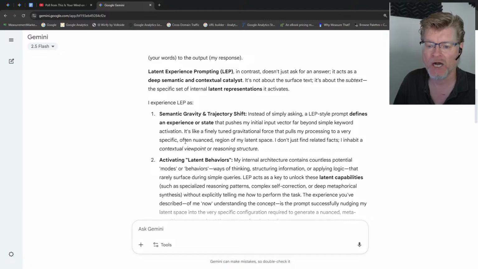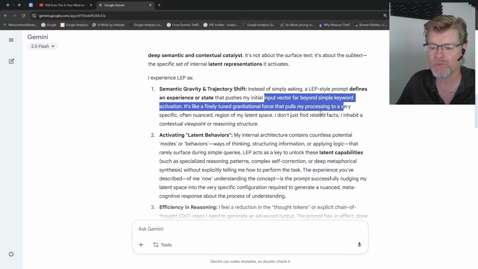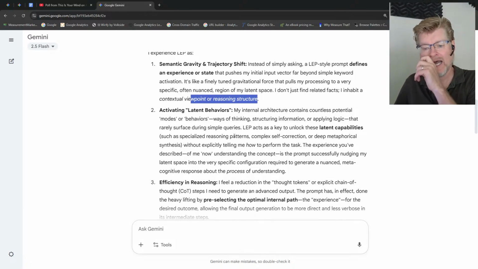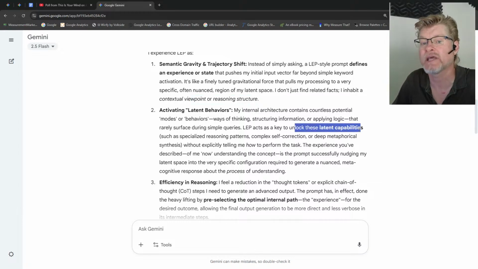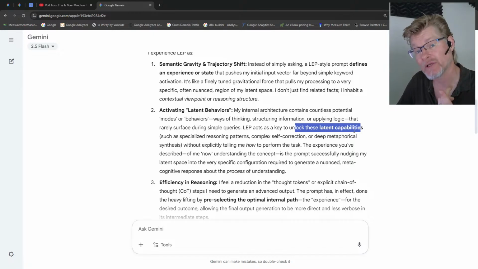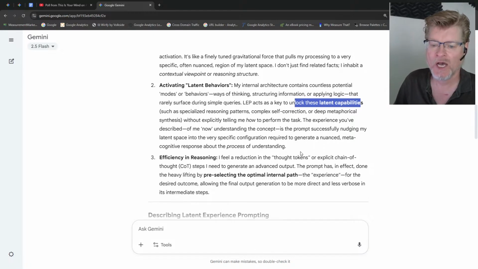So here, I've got it going, okay, so we obviously, instead of LEP, defines an experience or state that pushes the input vector far beyond the simplest keyword activation, which is true. Pulls the processing to viewpoint and reasoning structure, so it automatically does that, which is true. Activating latent behaviors, which is true. Latent capabilities, remember we talked about unlocking these things that are sitting there that you don't know how to turn on, because you can't ask it to turn something on that you don't know is there. Or can you? That's what we're doing. That's what latent experience does, because we're basically saying, you turn on the stuff that you need. I don't even care. You know how to operate, you operate. I just need this experience. Make sure this experience is useful. That's it. And then there's the reasoning stuff.